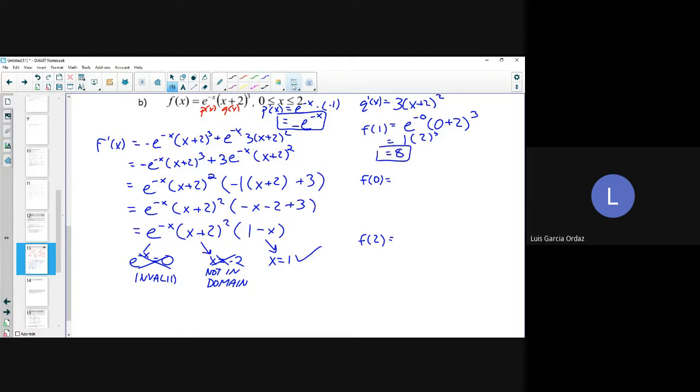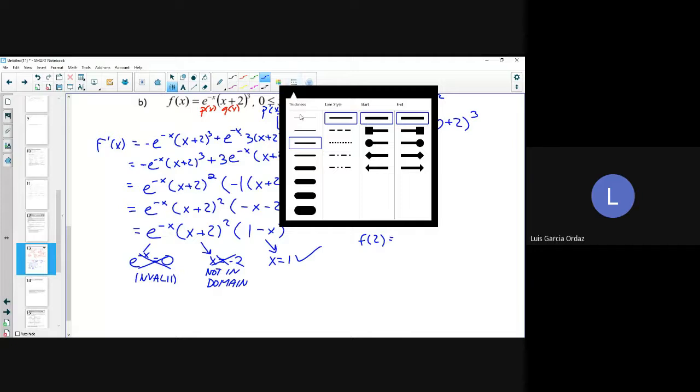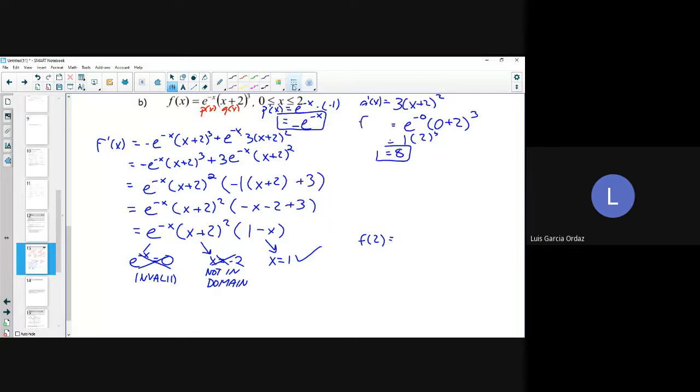Now, I don't know if that's a max or a min yet. Now, I need to evaluate f at 1. Sorry, what am I doing? That should have been f at 0 right there. Now we'll evaluate f at 1. That was my mistake.